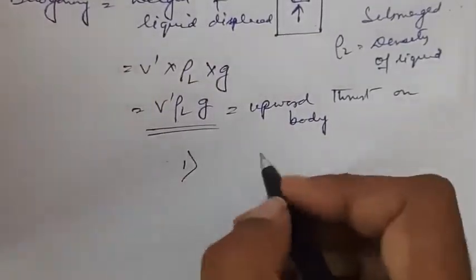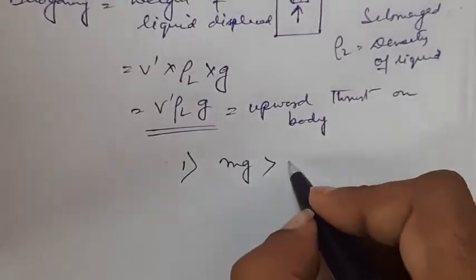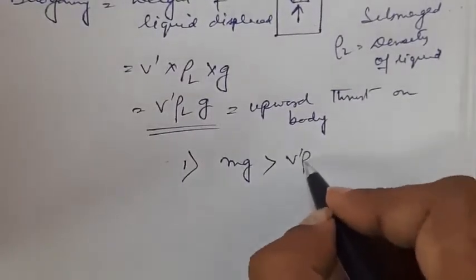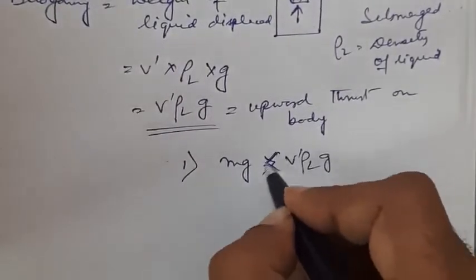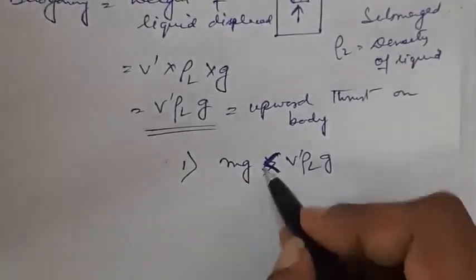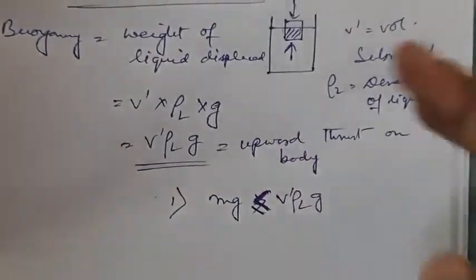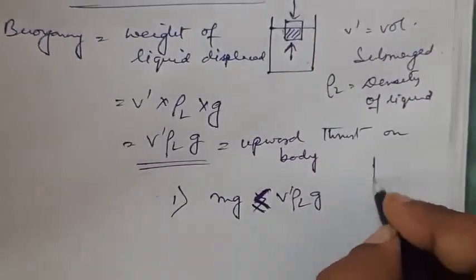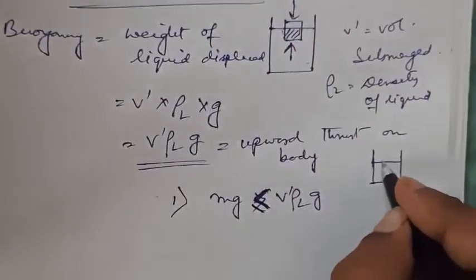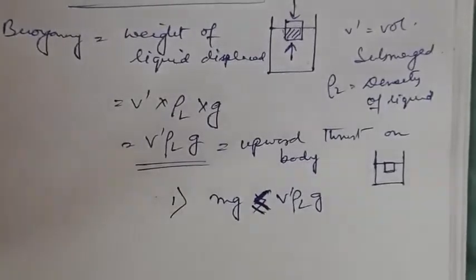The case for which the body can float is that the weight of the body, or rather mg, is less than or equal to V dash rho L g. If this is less, then it will float. If it is equal, then it will float, but it will be completely submerged into the liquid in this fashion. It will float, but with its full face into the water.